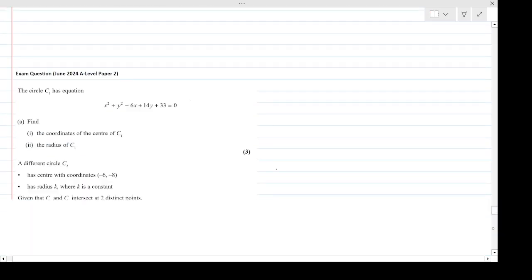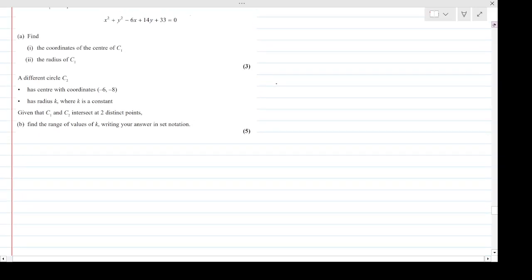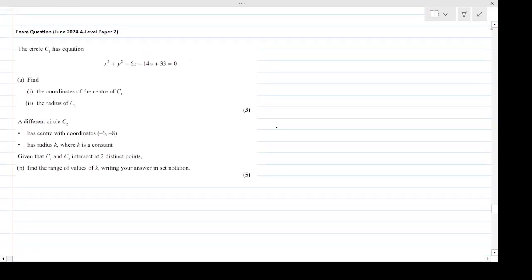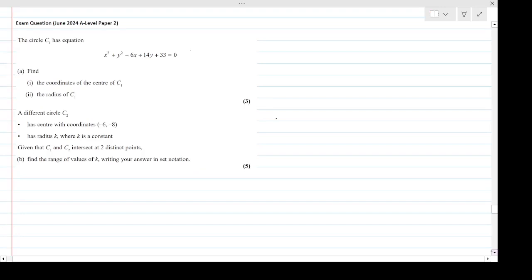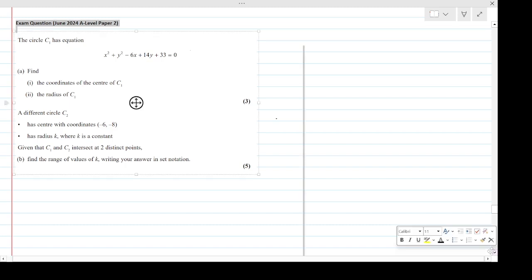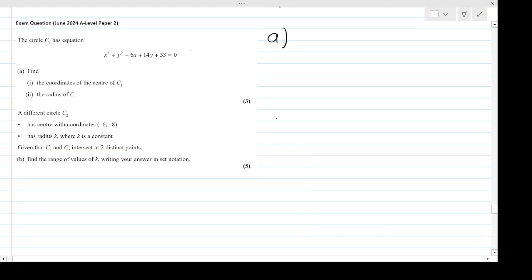Okay, cool. Final question then. This question again is a hard one. I remember this was probably the hardest question in that exam series. But let's not be put off by it. We're given a circle C1 with the equation x squared plus y squared minus 6x plus 14y plus 33 equals 0. Part A, as usual, is to find the coordinates of the centre and the radius.